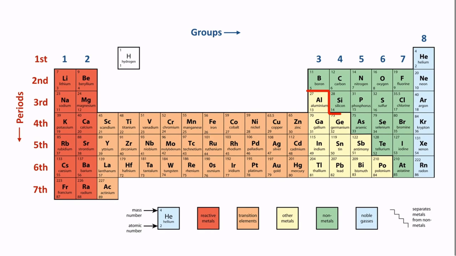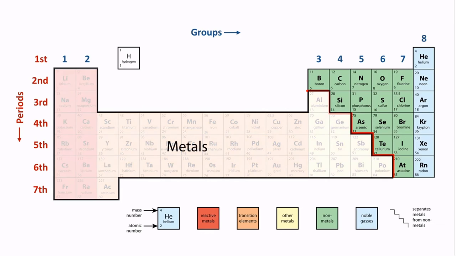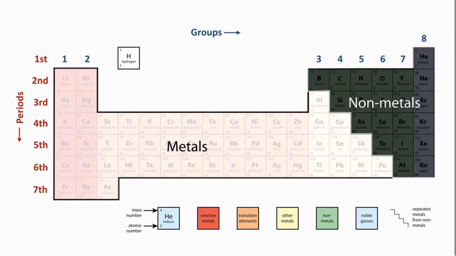You may have noticed a bold line dividing the table into 2 parts. This divides the table into metals and non-metals. Metals are usually shiny, malleable, and can conduct electricity. Non-metals are dull, brittle, and cannot conduct electricity, although there are some exceptions to this rule. This is another way in which we can answer some questions about an element just by looking at its position in the periodic table.